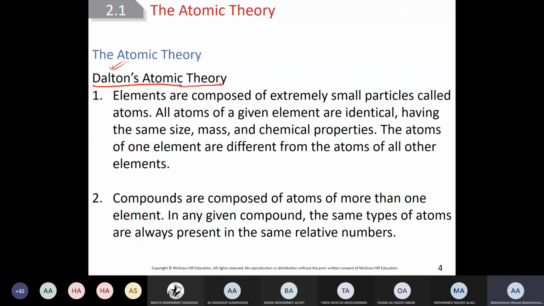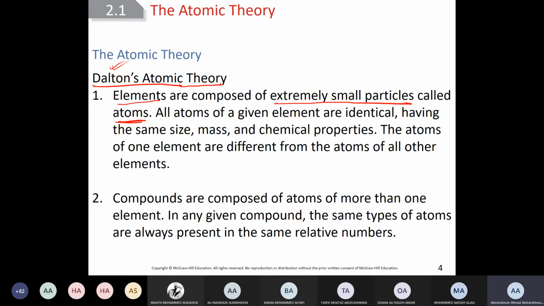Okay, good. What is he saying? That elements are consisting of small particles, extremely small particles. These are called atoms. So he's saying that all the elements are consisting of atoms. Okay, and the second theory, which of course we know this.